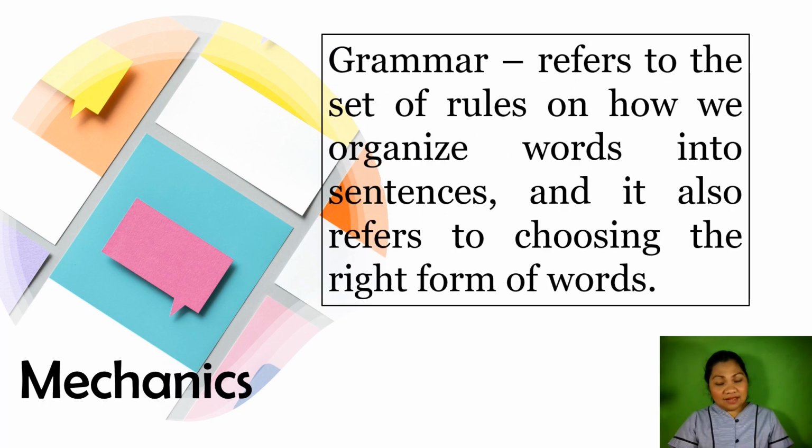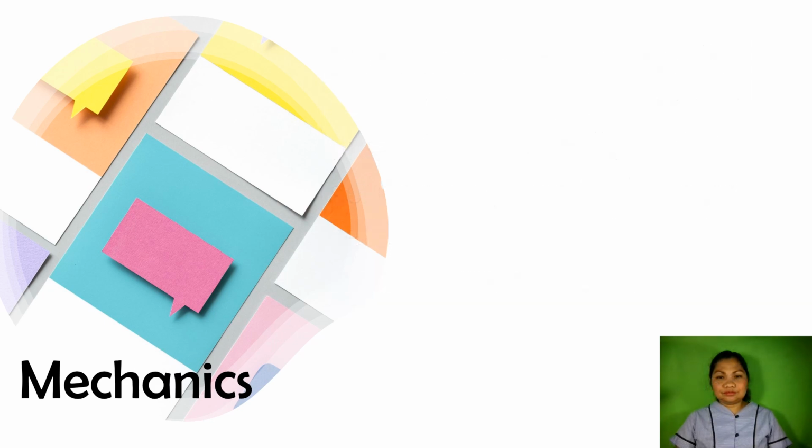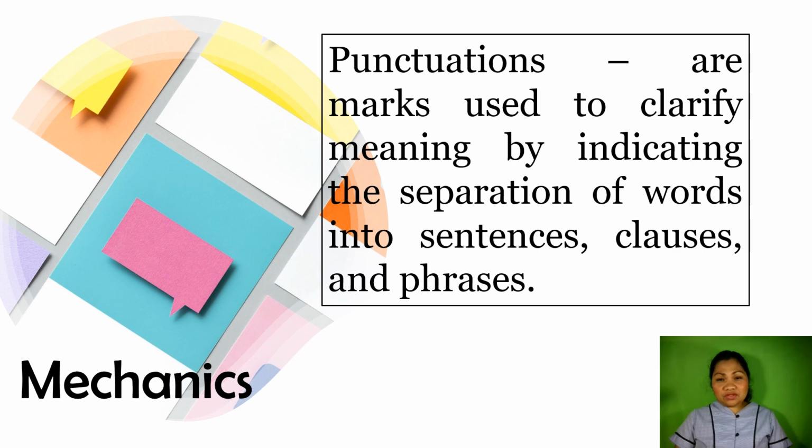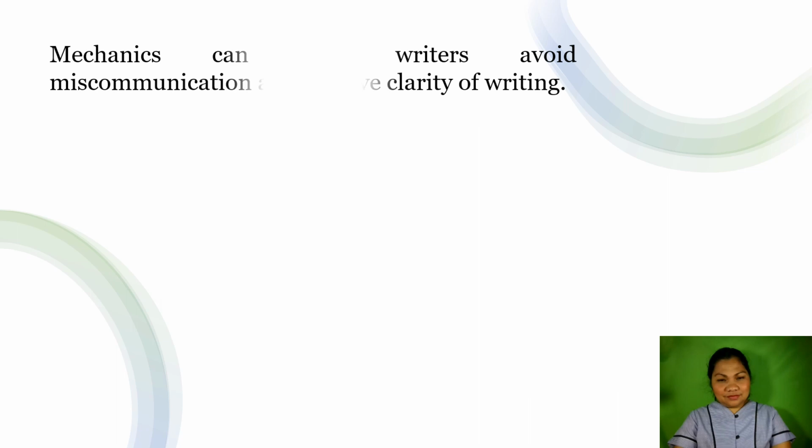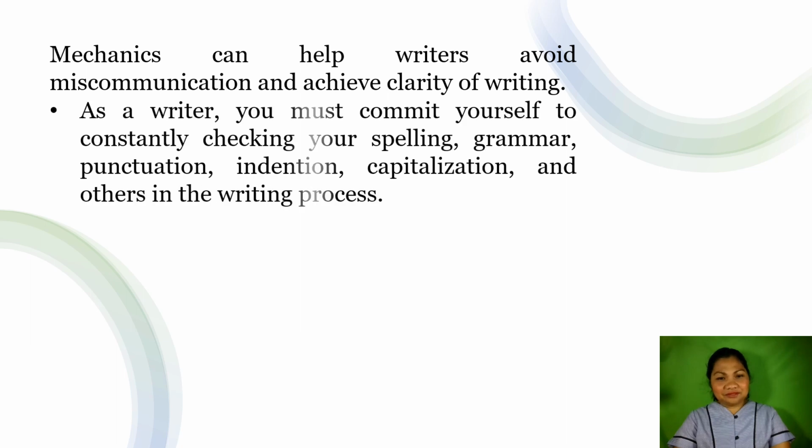Grammar in mechanics refers to the set of rules on how we organize words into sentences, and it also refers to choosing the right form of words. Punctuations are marks used to clarify meaning by indicating the separation of words into sentences, clauses, and phrases. Mechanics can help writers avoid miscommunication and achieve clarity of writing.